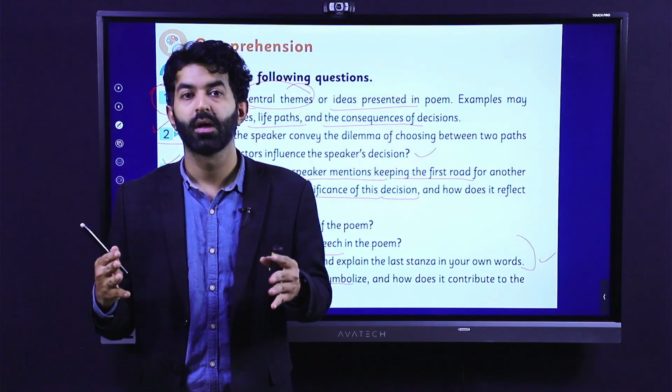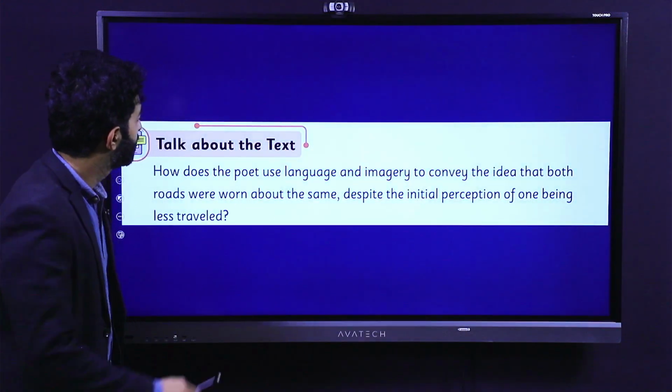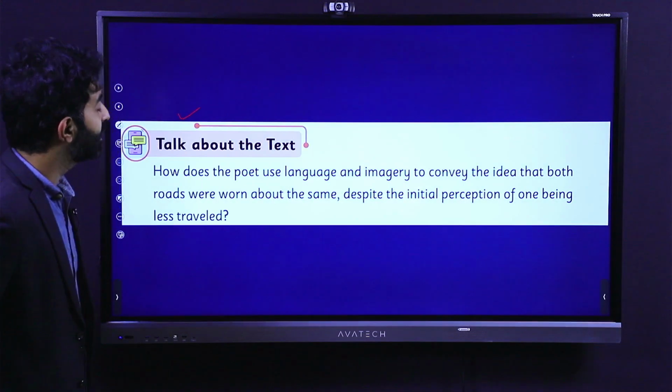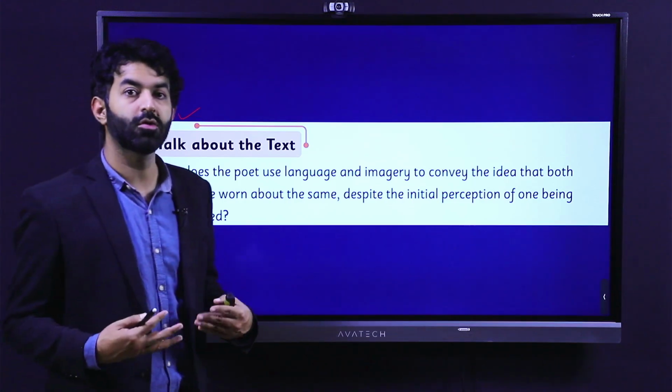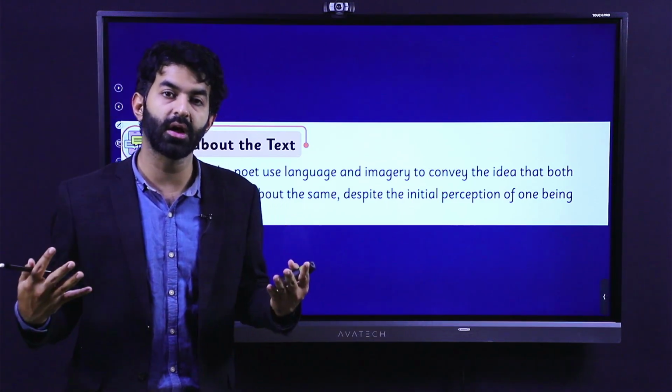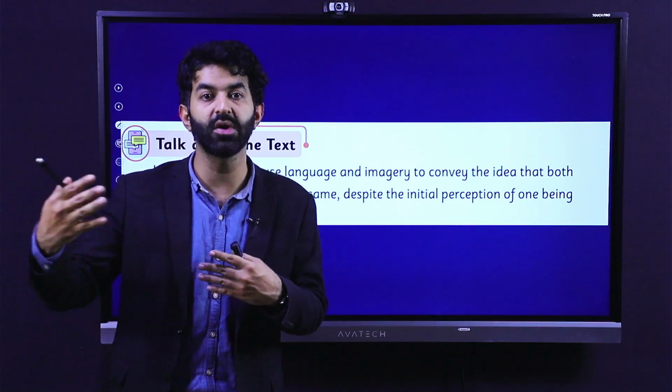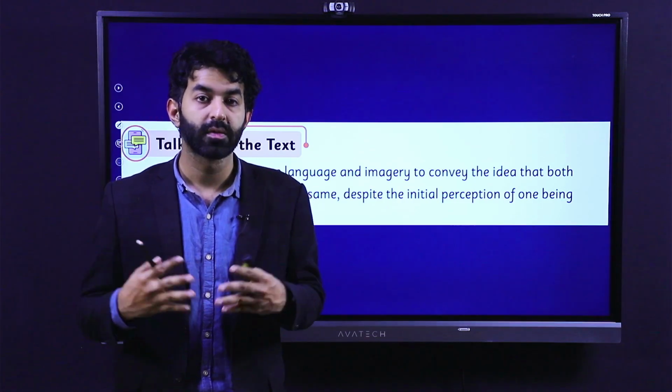Now let's talk about your question that is headed Talk About the Text. Whenever we are reading a text, we need to talk about it. We need to share our ideas. We need to read other people's reading critically. And that's how we do it.